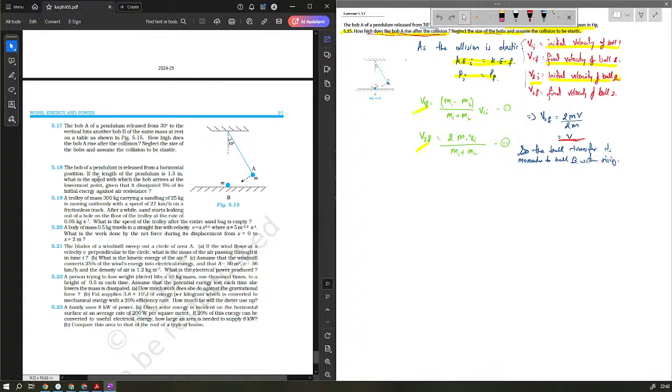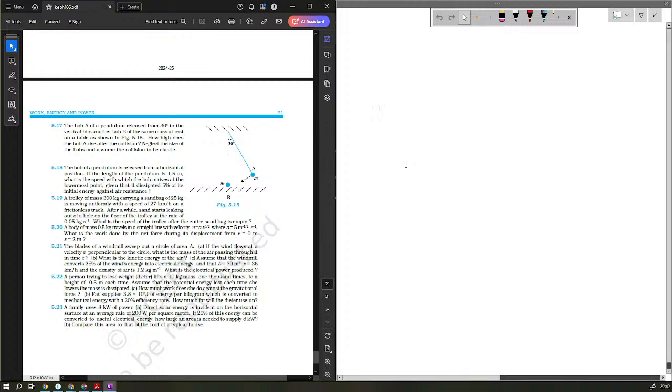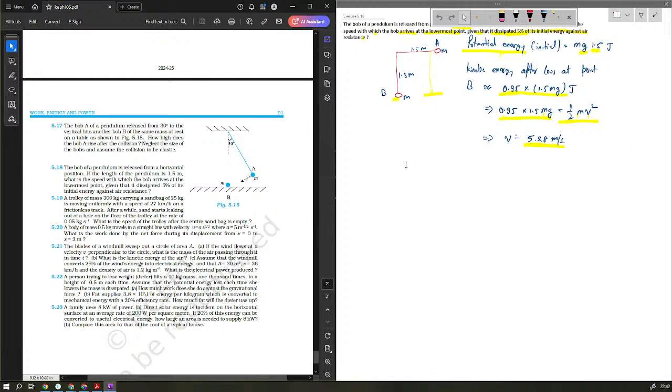And in question number 18 we have a bob of a pendulum released from a horizontal position. If the length of the pendulum is 1.5 meter, what is the speed with which the bob arrives at the lowest point, given that it dissipates 5% of its initial energy against air resistance?